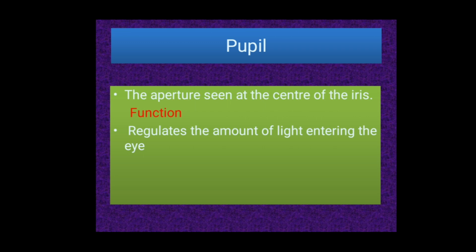So the size of the pupil can be regulated, and accordingly the light can enter inside our eye. It improves the visual acuity. Acuity means the accuracy or the keenness of the vision. So it improves visual acuity as well as regulates the amount of light entering the eye.